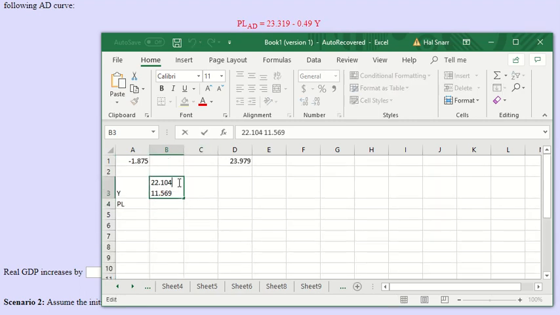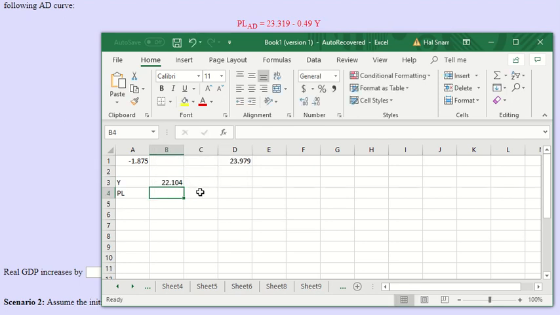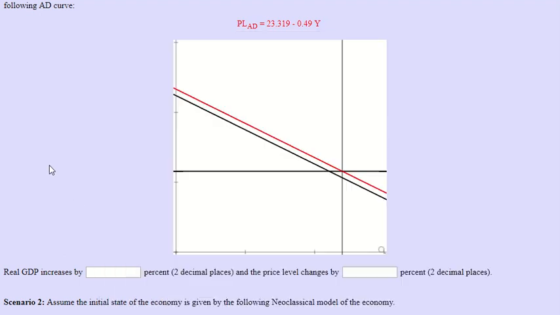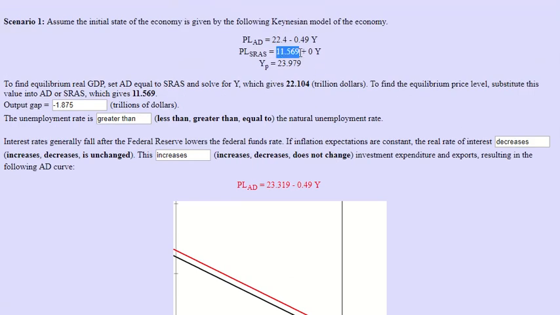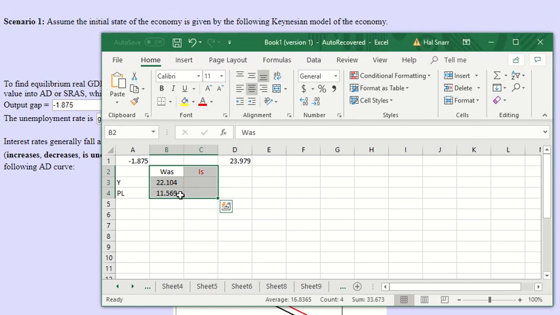Okay, so the 22.104 is GDP. That right there is the price level. Okay, I probably made that too hard. And this is what it is, and this is what it was, right? Okay, so the price level doesn't change, right? The price level is 11.569 because it is not affected in the Keynesian model by the value of real GDP. So the price level is 11.569 before and after, right? So the price level doesn't change.